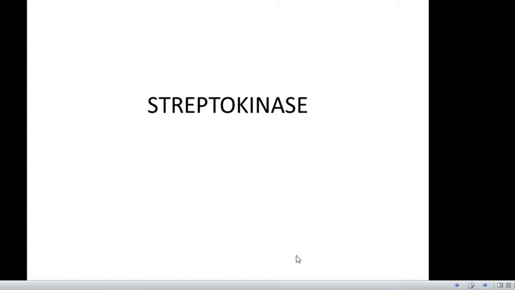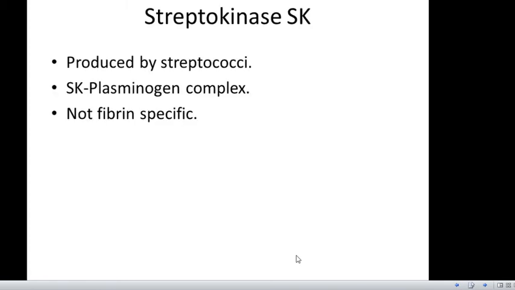Streptokinase. Streptokinase is produced by bacteria called Streptococci. It possesses enzyme activity only when it makes a complex with circulating plasminogen. For clinical use, an acylated streptokinase plasminogen complex has been produced and is more effective than streptokinase alone. This drug can directly convert plasminogen to plasmin.